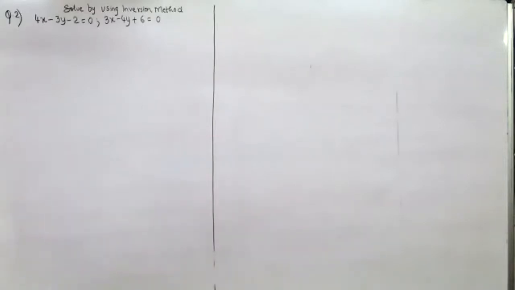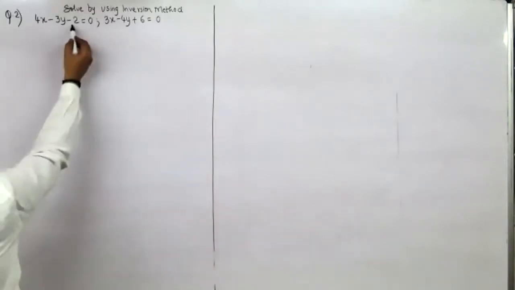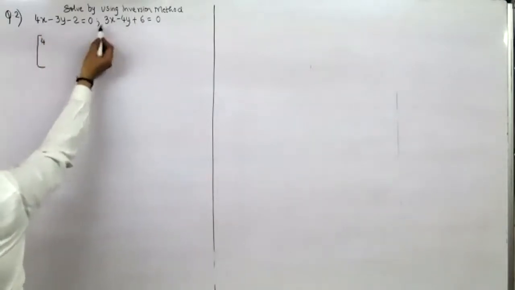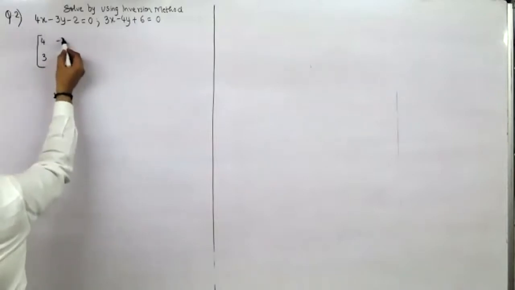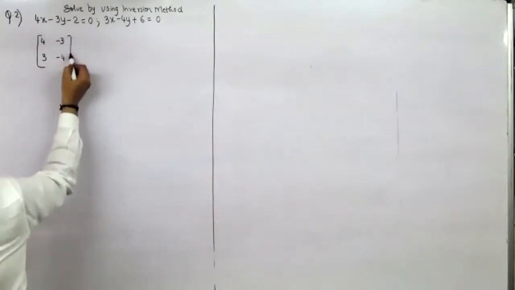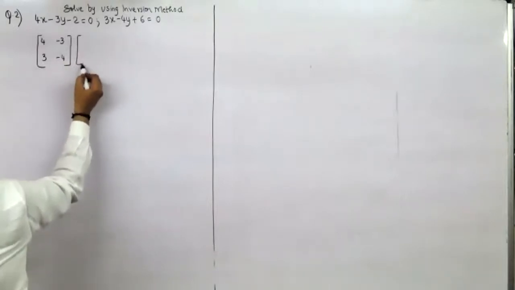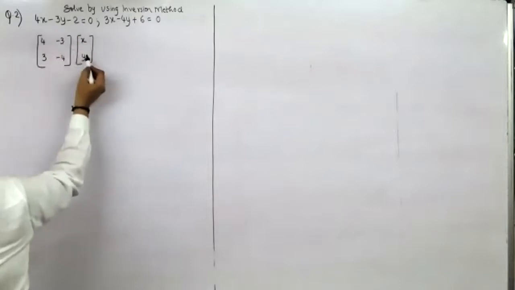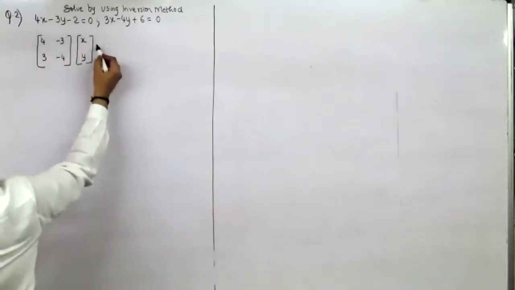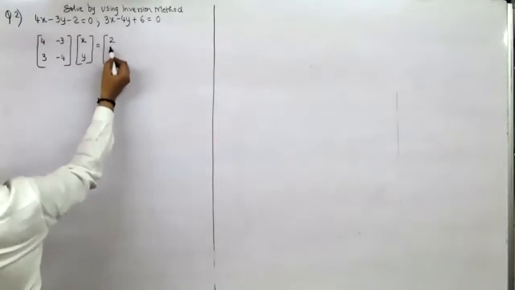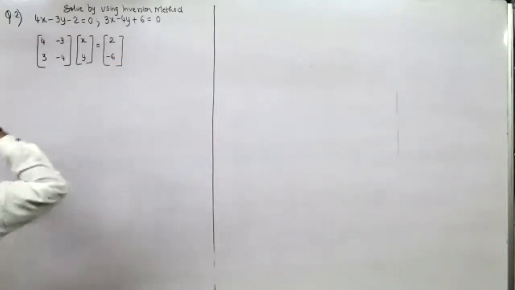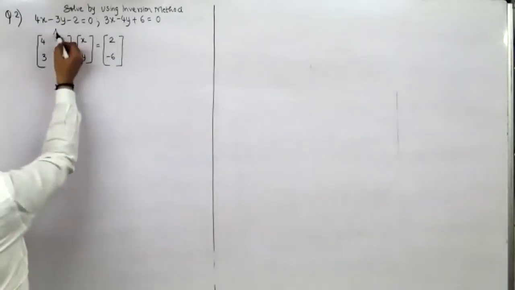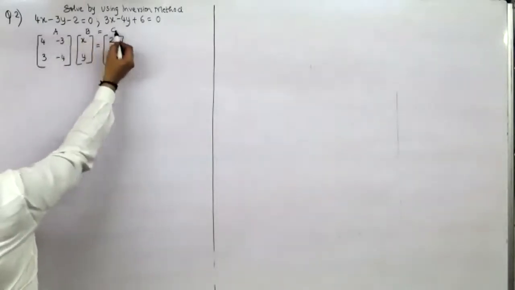Now, how do you solve using inversion method? First of all, you take 2 to the right, minus 6 to the right. Your X coefficient is 4, your X coefficient is 3, Y coefficient is minus 3, this is minus 4. So this is one matrix. This XY, 4x minus 3y, 3x minus 4y equal to, this would be 2, this would be minus 6. Now, this is A matrix into B matrix equal to C matrix.